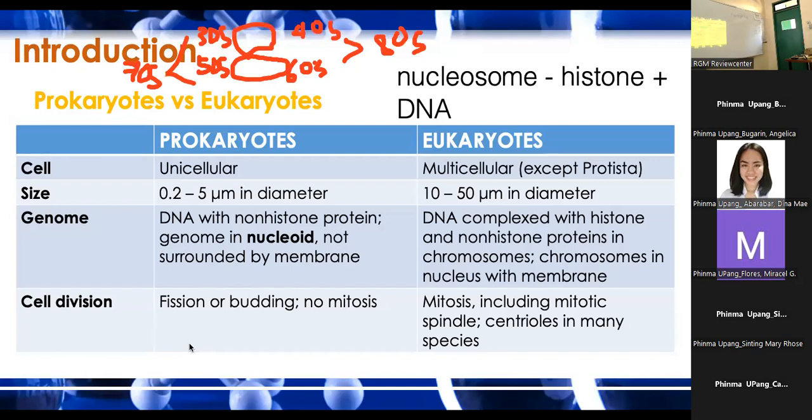Nabanggit ko na yung tungkol doon sa cytoskeletal elements. Cytoskeleton present in eukaryotes. There are three types. So sino nakakaalala ng tatlong uri ng cytoskeletal elements?